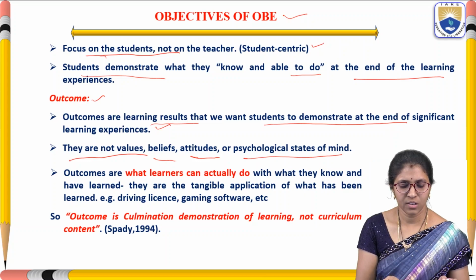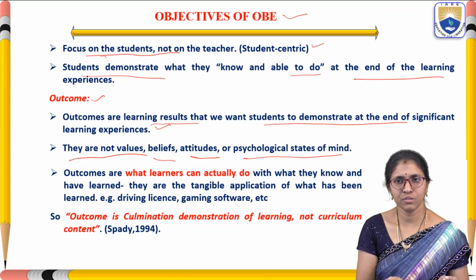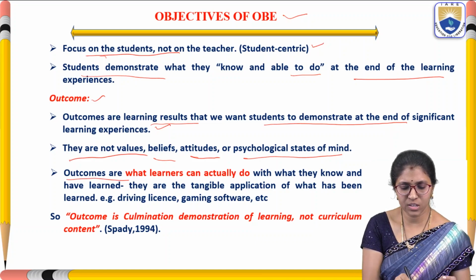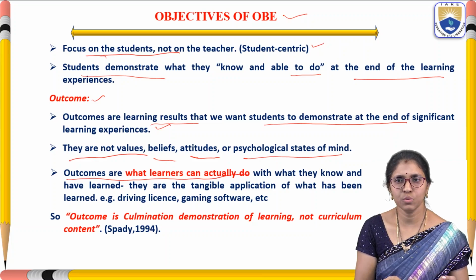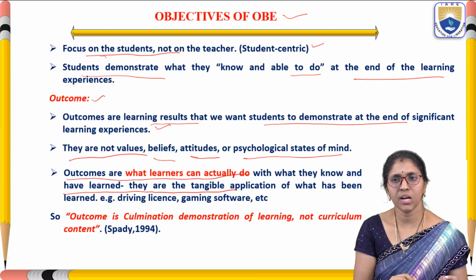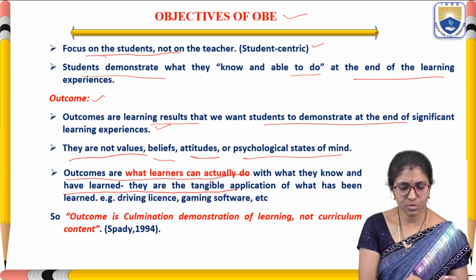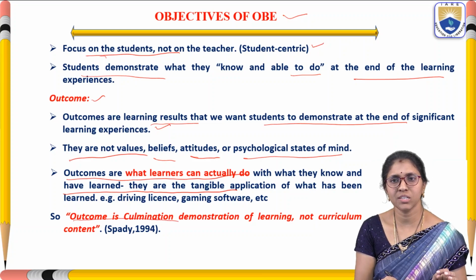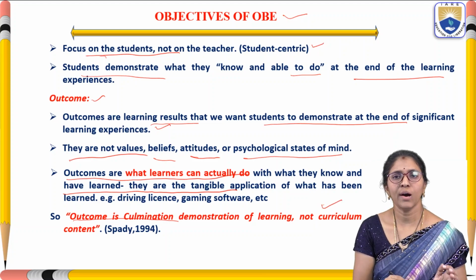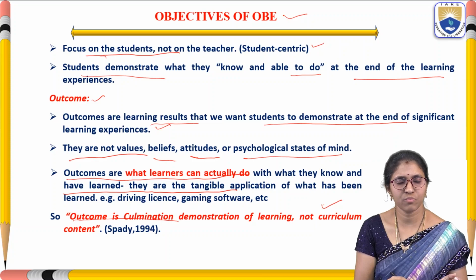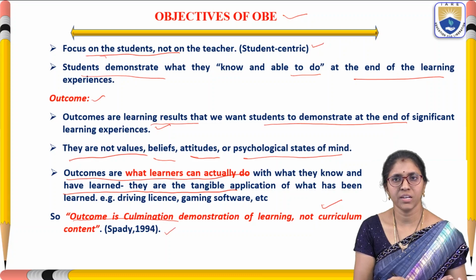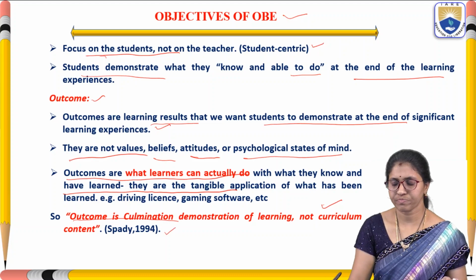These outcomes are not values, beliefs, attitudes, or psychological states of mind. Here, the outcomes are what learners can actually do with what they know and have learned. They are tangible applications. So the outcome is the culmination and demonstration of learning, not curriculum content. This was all said by Spady in 1994.